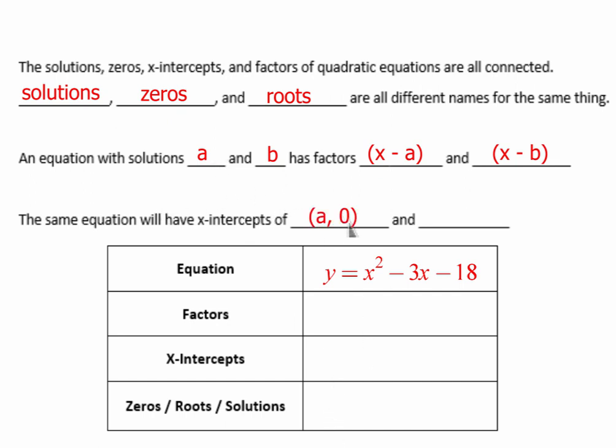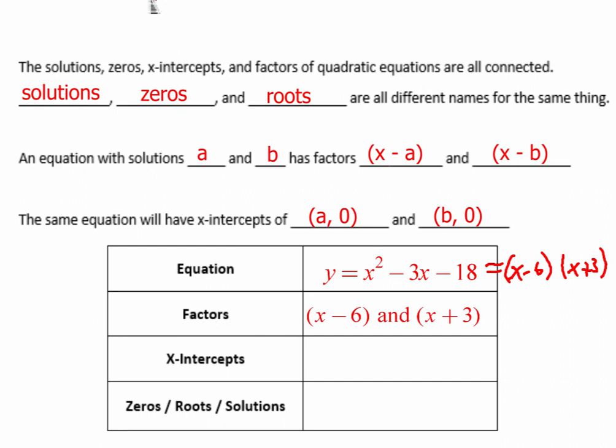So notice that the way these are related is it's just x minus whatever the solution is. That same equation is going to have x-intercepts of (a, 0) and (b, 0). So a and b are the x coordinates of our x-intercepts, and the y coordinates are just 0. So if I look at this example here, if I have this equation, x squared minus 3x minus 18, and I wanted to find these things, well, the first thing I could do is factor this and realize that this has factors of x minus 6 and x plus 3. So if I factored this equation, my factored version would be x minus 6 times x plus 3.